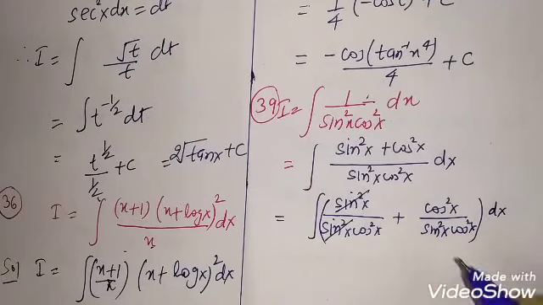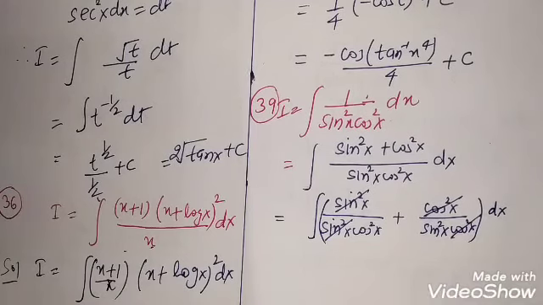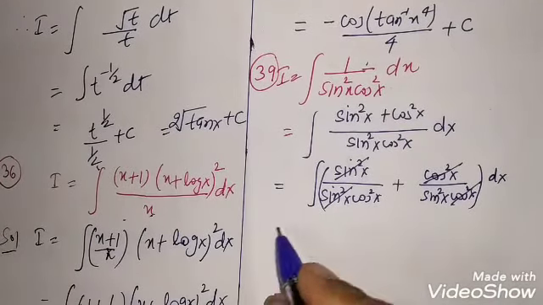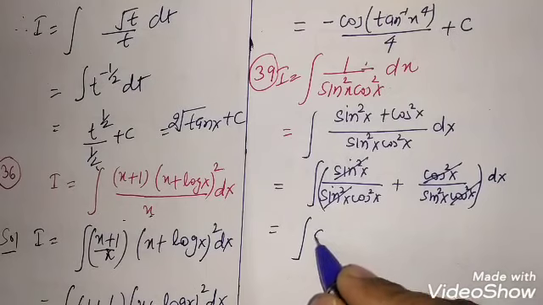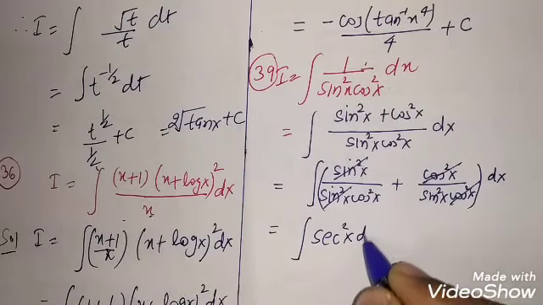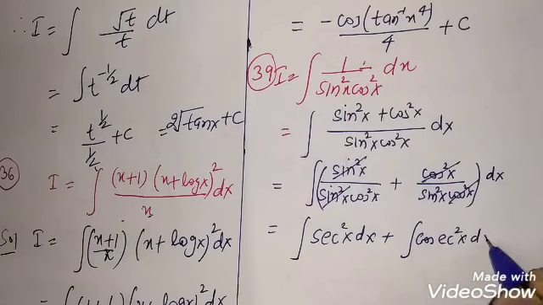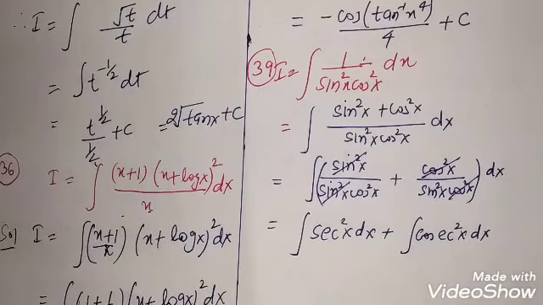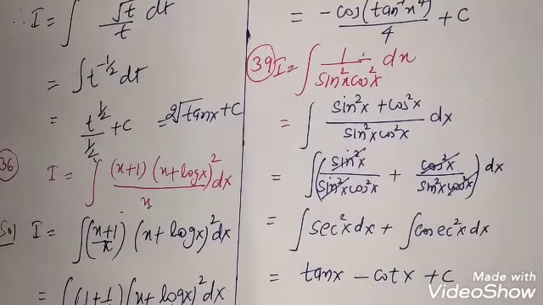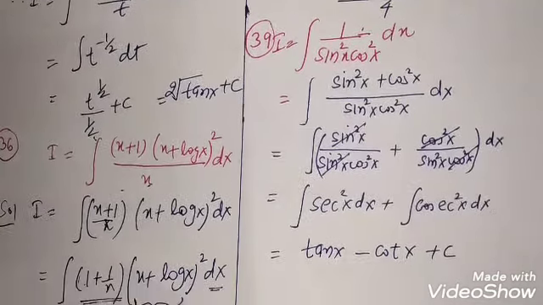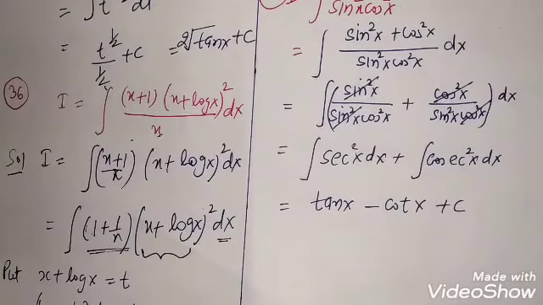Sine square x will be cancelled, cos square x will be cancelled. 1 upon cos square x is equal to secant square x, and 1 upon sine square x is cosecant square x. The integration of secant square is obviously tan x. The integration of cosecant square is minus cot x plus c. So option B is our correct option.